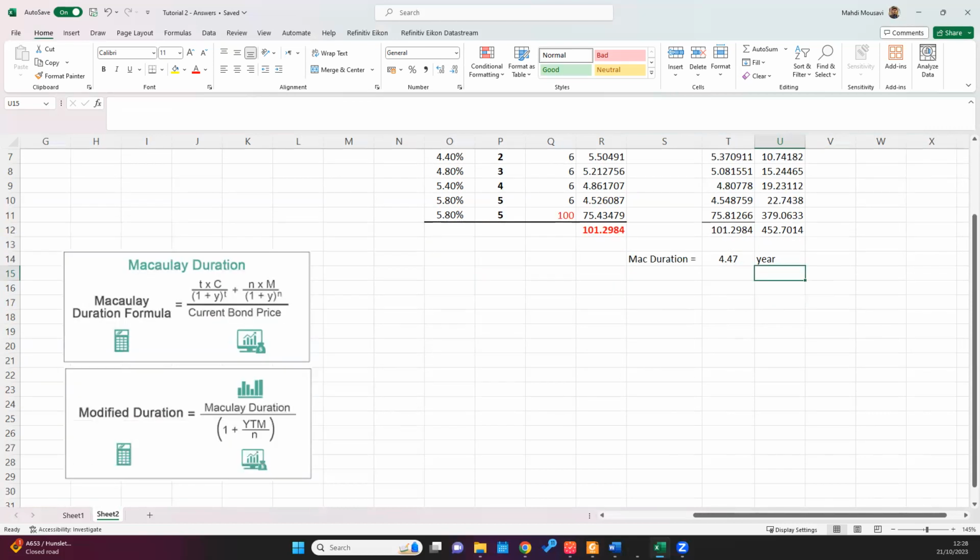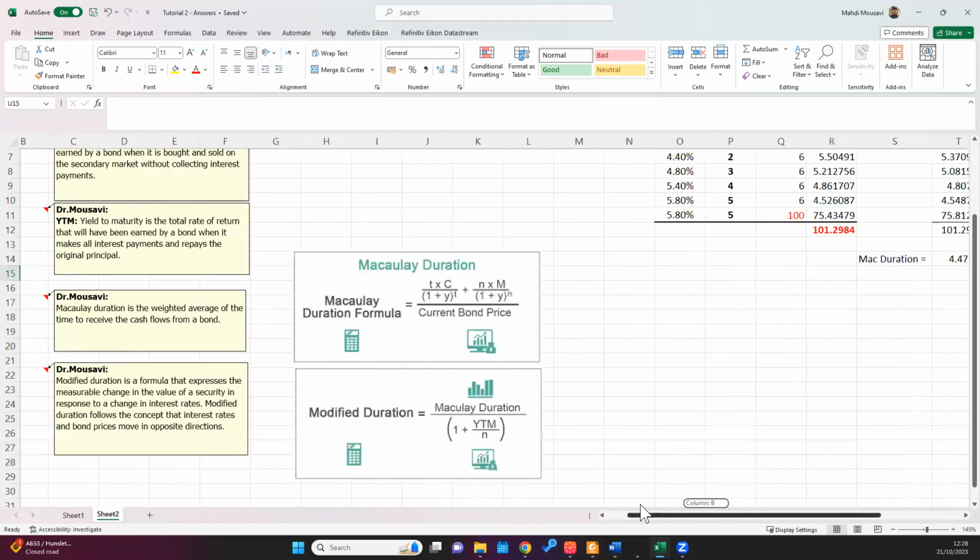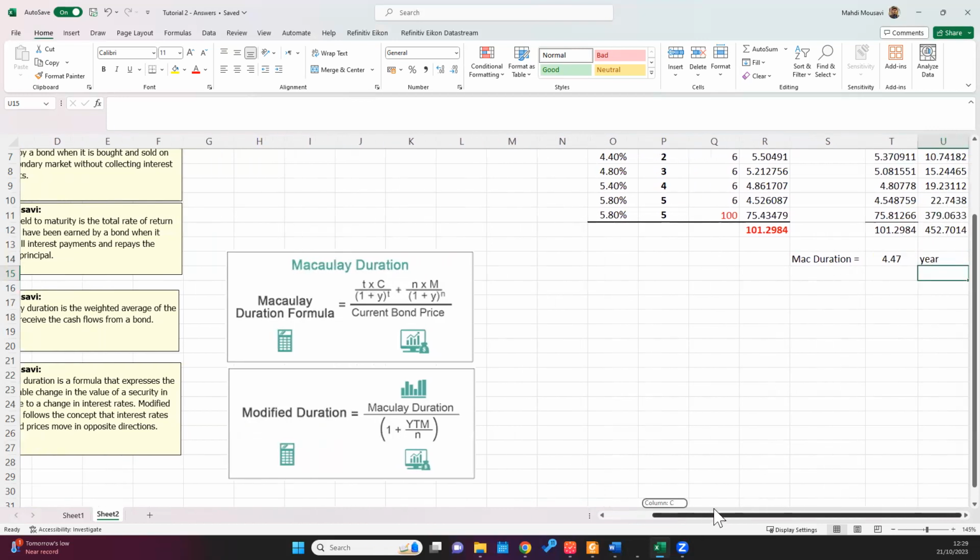The second measure for interest rate risk is modified duration. So now we are interested to know what will be the change in the price of bond or underlying security, whatever, if the interest rate changes by, for example, 1%. So modified duration is for this purpose, which is equal to Macaulay duration over 1 plus yield to maturity over n. N is the number of times coupons will be paid per year.